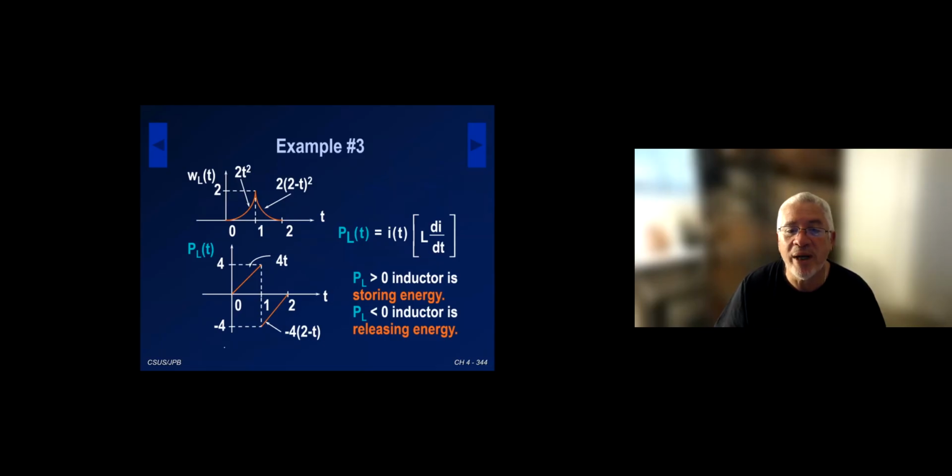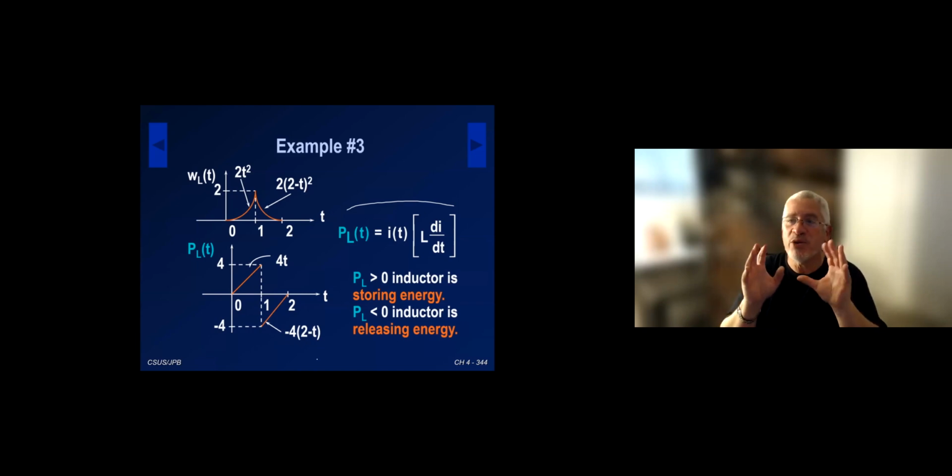If I then look at the power in the inductor, I can calculate it as the current times L di/dt. I can clearly see that when the energy is increasing, the power is positive. And when the energy is decreasing, the power is negative, because power is the slope of energy. So when it is storing energy, power is positive. When it is releasing energy, power is negative. So it's a very elegant way to look at the role of the inductor.